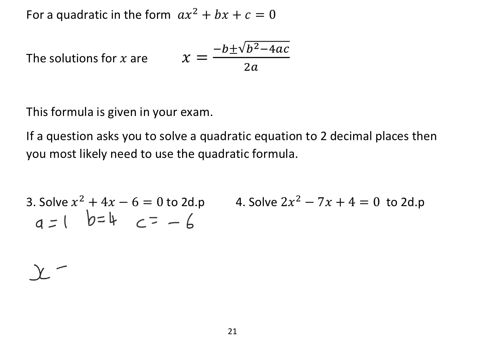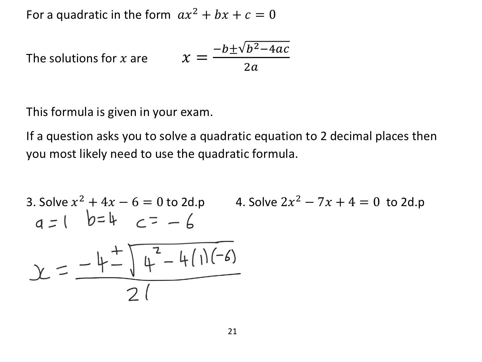We could say x equals minus b, but your minus b is 4, so that would be minus 4, plus or minus the square root of b squared, that would be 4 squared. Sometimes put that in brackets, but it's a positive number, so 4 squared is fine. Minus 4ac, that's 4 times a. A is 1, so 4 times 1 times c. C is minus 6.